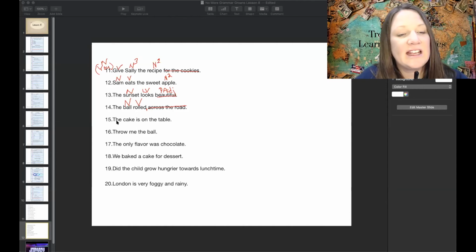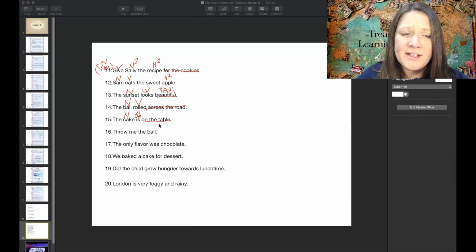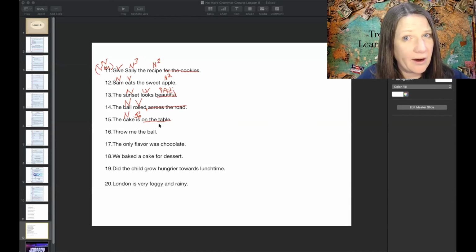Number 15, the cake is on the table. This is our newest sentence pattern. We have on the table. Is is a be verb. There's nothing it can link to. Cake is here, and on the table tells where the cake is. That was one of the questions that an adverb will answer: when and where. So here we have where.